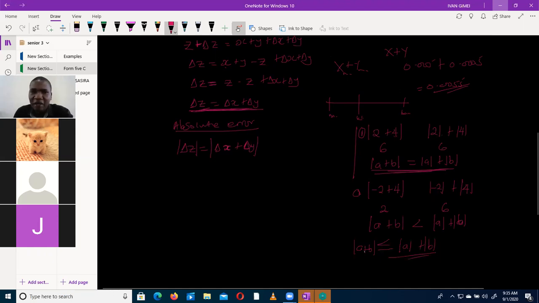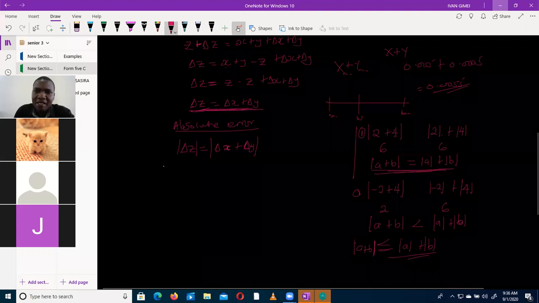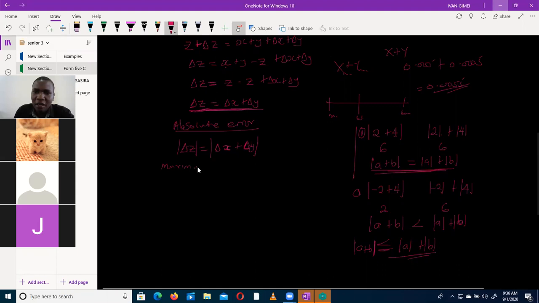So whenever you have the modulus of A plus B, this is sometimes equal to or less than the modulus of A plus the modulus of B. In mathematics, we say the modulus of A plus B is at most equal to this. This is the maximum possible value it can take. It can never go beyond that. So if they ask you to find maximum absolute error, we've seen from here that this is the maximum possible value.